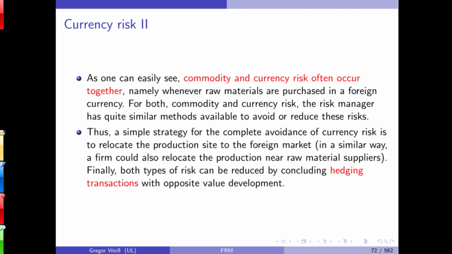So you can also see that in many cases, currency and commodity price risk will go hand in hand. If you buy sugar from, say, Africa, you will have commodity price risk and currency risk, and you need to hedge against both. Okay.